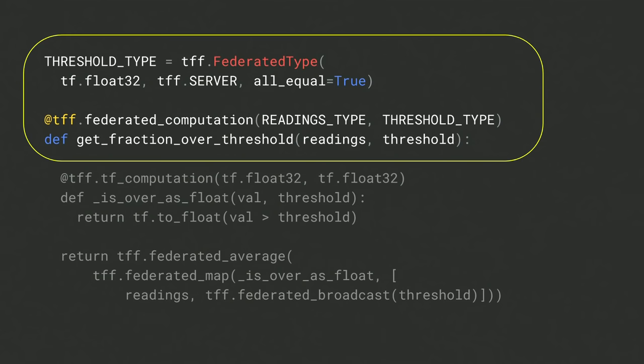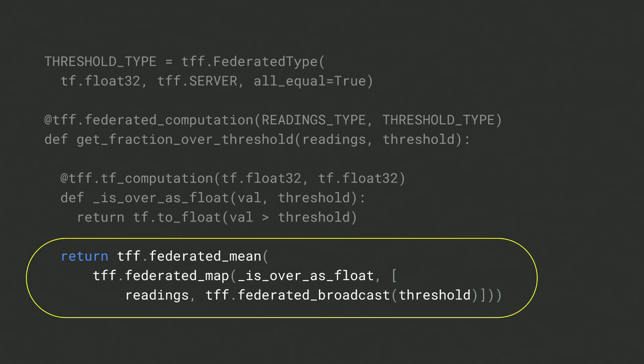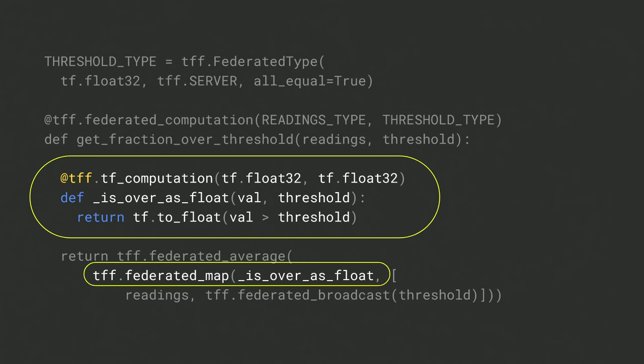So we're again passing that into that function decorator to declare this a federated computation. We're invoking all those federated operators in the appropriate order. So we have that TFF federated broadcast that's working on the thresholds. We're performing our mapping step that's taking a computation I'll talk about in a second and applying it to the readings and that threshold that we just broadcast. And this chunk of code represents the local computation each device will be performing, where they're comparing their own data item to the threshold that they received.